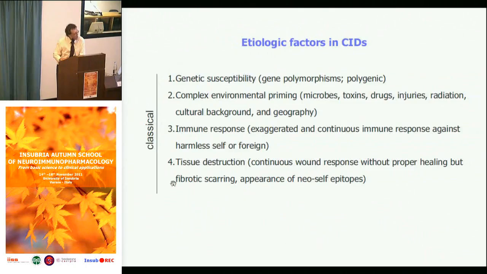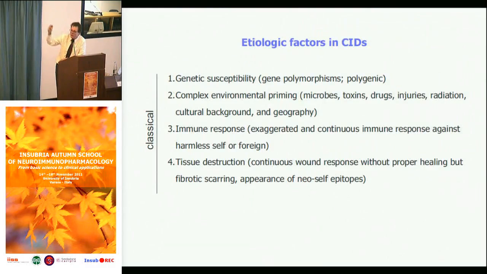And in addition, there's tissue destruction. When you destroy a joint and you lose your cartilage completely, you cannot repair it as if it was before. It's not possible. There is continuous wound response. There is no proper healing, but we have the fibrotic scarring process. And with this wound destruction, there appear so-called neo-self-epitopes. This means antigens appear which were not there before, antigens that are now recognized by the immune system as new autoantigens, new self-antigens, neo-self-epitopes. So this is the concept for all the chronic inflammatory diseases.